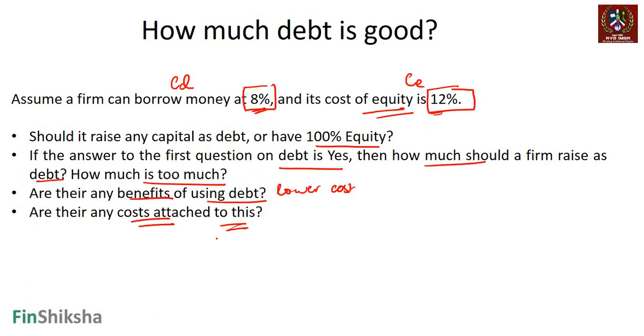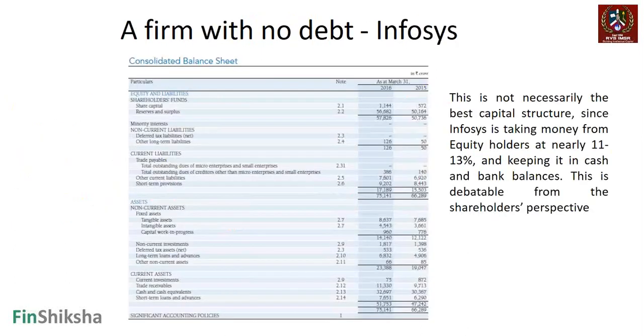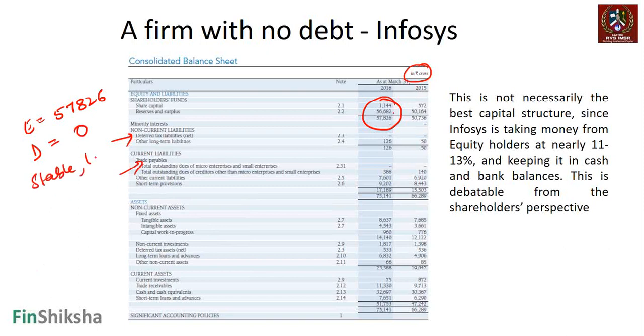Now, to understand the first question better, which is should the firm have any capital as debt, let's actually look at the example of a firm with no debt. So that's Infosys. This is all in crore. That's the equity value. So equity value for Infosys is 57,826 crore. Debt value, there is no long-term debt and there's no short-term debt either. So debt value is 0, right? Now that looks like a very stable and less risky firm, right?